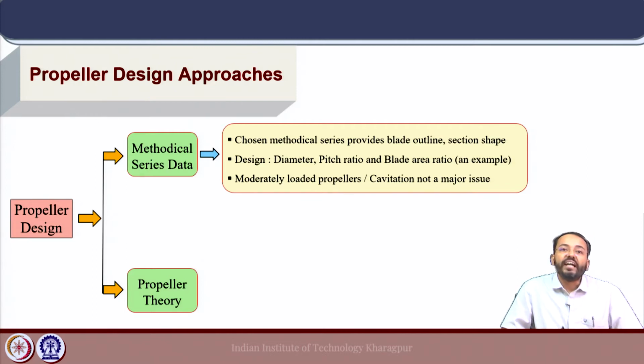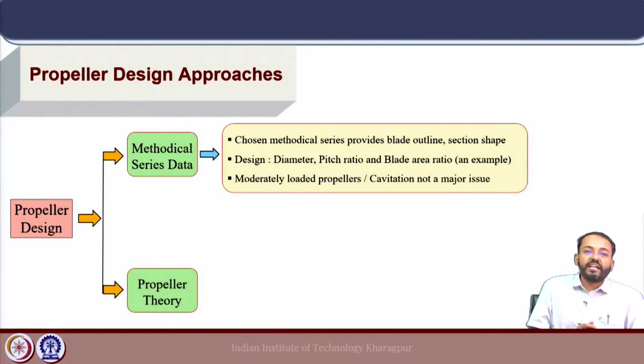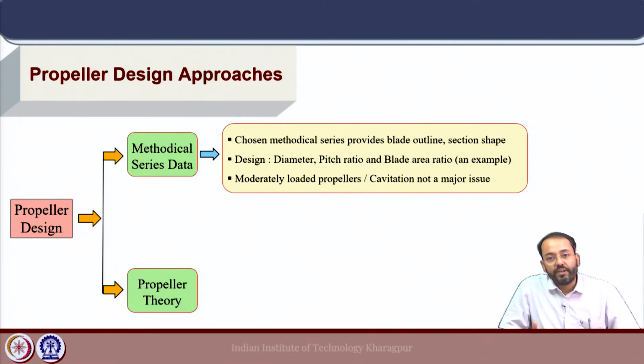But here the idea is that the basic blade outline and the section shapes of the propeller blades are provided by the methodical series. So, we do not need to make a detailed design of all the blade sections here, because they are already predefined when the particular series is chosen. Whether the sections are segmental or airfoil sections, that is given by the series itself. So, the design process basically reduces to the choice of diameter, pitch ratio and blade area ratio, which is a typical example, and based on this the propeller design is developed.